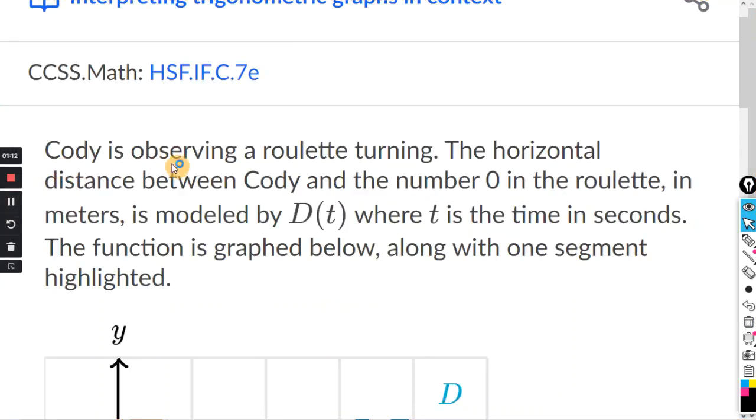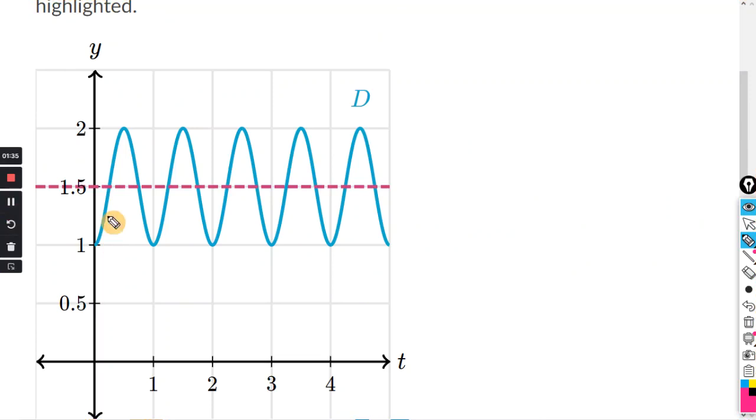So it says Cody is observing a roulette turning. The horizontal distance between Cody and the number 0 on the roulette in meters is modeled by d of t, where t is the time in seconds. The function is graphed below. So we have a roulette wheel, and that graph is the distance between Cody and the number 0.